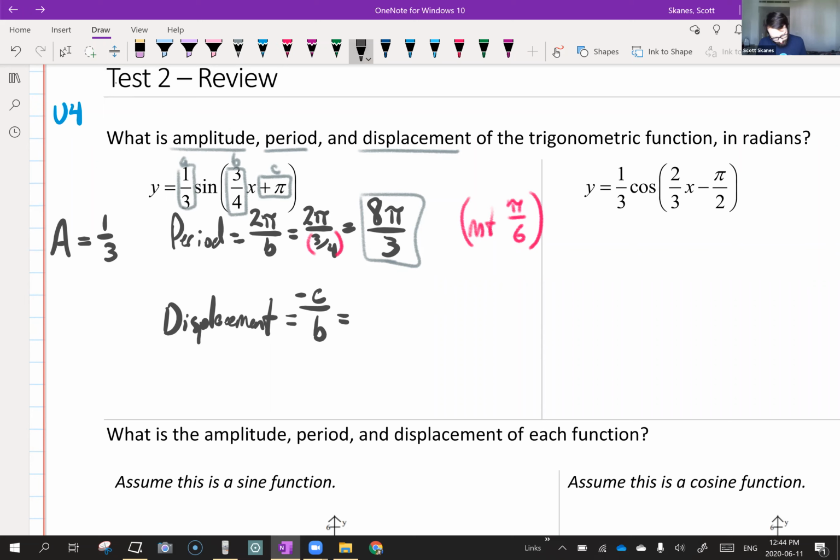So what about negative c? Well, that's negative pi over b. And once again, we have the same issue, 3/4. So that will be the same as negative pi multiplied by 4/3. So negative 4 pi over 3, which is exactly what Muhammad gave me. And that's great. Hopefully the rest of you have your brains on too.